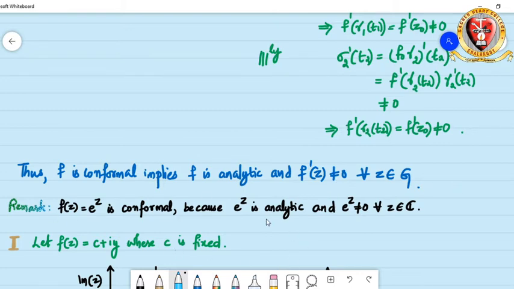Now we have a small remark which says that if e raised to z is taken to be the function, it will be conformal.